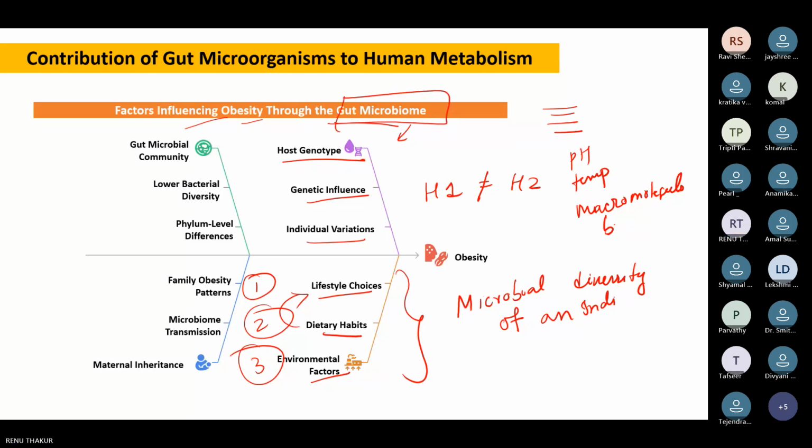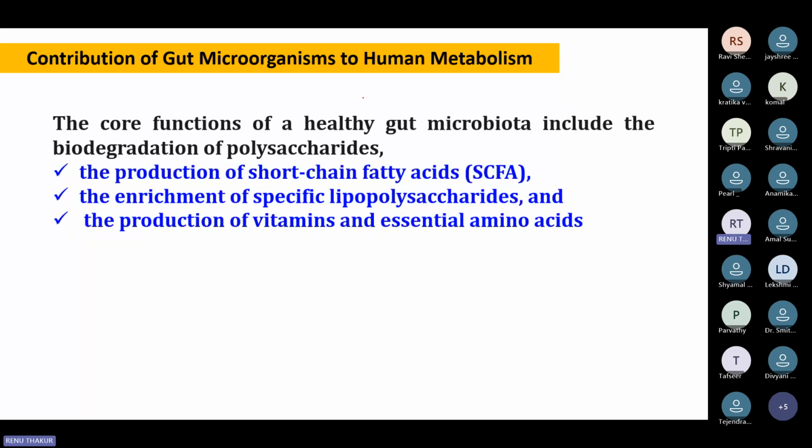So now you can see here the contribution of gut microorganisms to human metabolism is basically in the production of short chain fatty acids, the enrichment of specific lipopolysaccharide LPS, and the production of vitamins and essential amino acids. So these three are the key points.